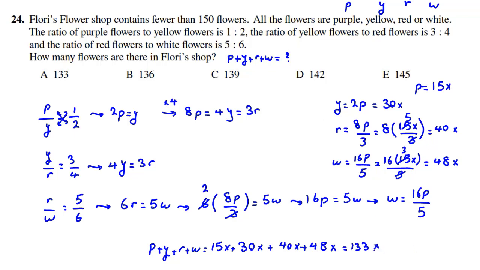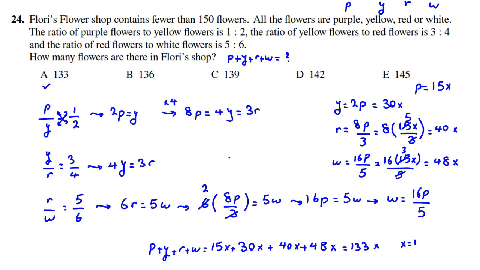And because the problem says x can be 0 or 1 or 2, if it is 0, then all of them will be 0, 0 over 0. The ratio is not 1 over 2. So x can only be 1. Why? Because if x is 2, then it will be 2 times this, 266. But we have fewer than 150 flowers. So x is 1, and the answer is 133 flowers.